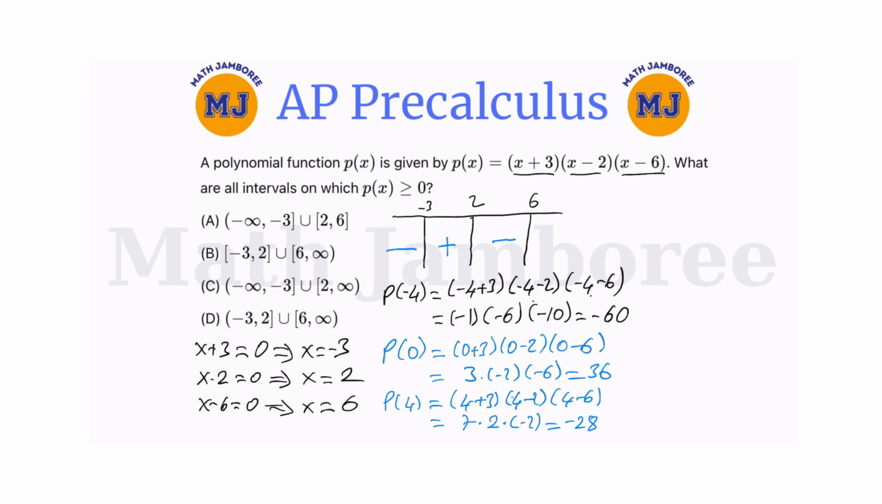We also have one more interval. After 6, we need to determine some value for x. Let's go with p of 7. p of 7 equals 7 plus 3, 7 minus 2, and 7 minus 6. This becomes 10 times 5 times 1, which gives you positive 50. So it's positive. After 6, the value of p of x is positive.